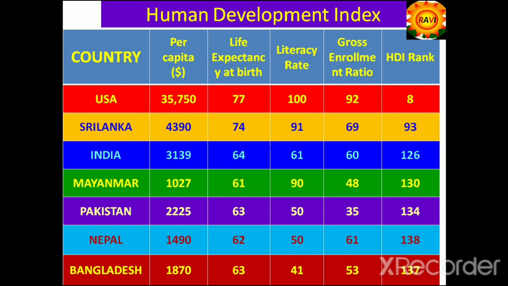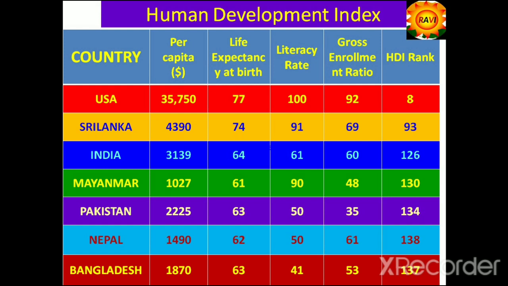These Human Development Index values are different from nation to nation. We can see from this schedule that in the USA, the per capita income is 35,750, which means in the USA every person is earning 35,750 rupees in a month, and their life expectancy is 77 years. Literacy rate is 100%. Gross enrollment ratio is 92% and HDI rank is 8.